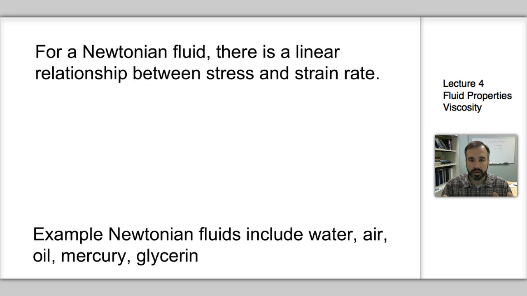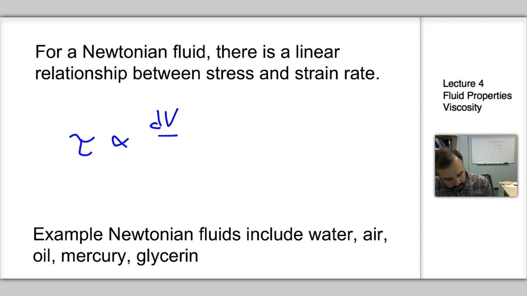So for water and honey from the previous example, there's a linear relationship between the stress and the strain rate. And that can be expressed mathematically as tau, the stress, is proportional to the strain rate, or the spatial gradient in the velocity, dV/dy. And this relationship is important because most of our practical engineering applications involve Newtonian fluids. Water, air at low speeds, oil, mercury, glycerin, most of the things we deal with on a day-to-day basis are Newtonian fluids. And so this relationship holds.